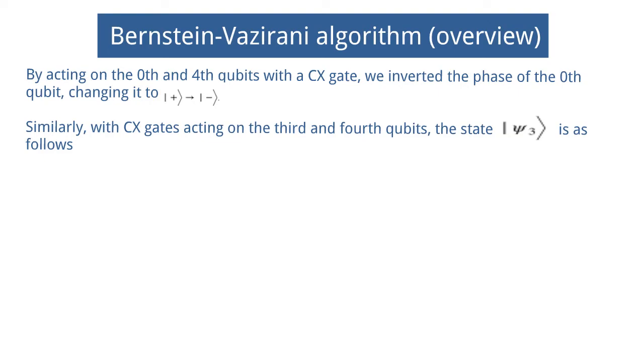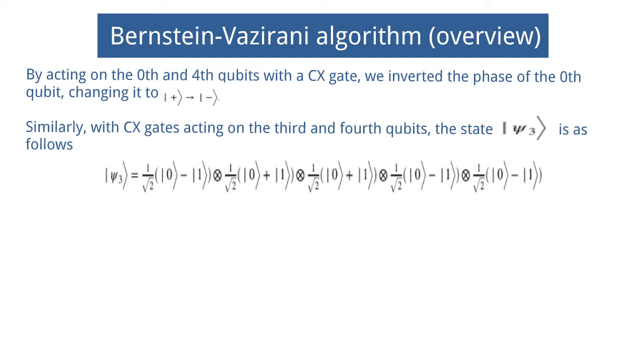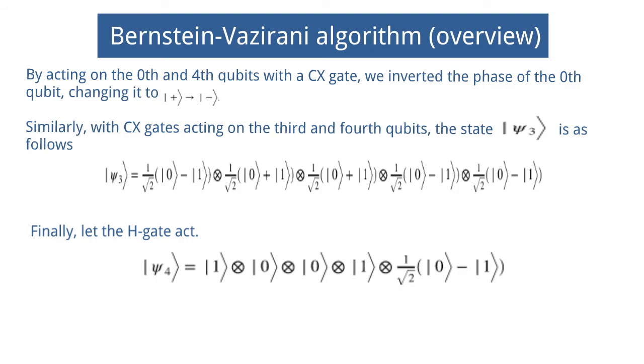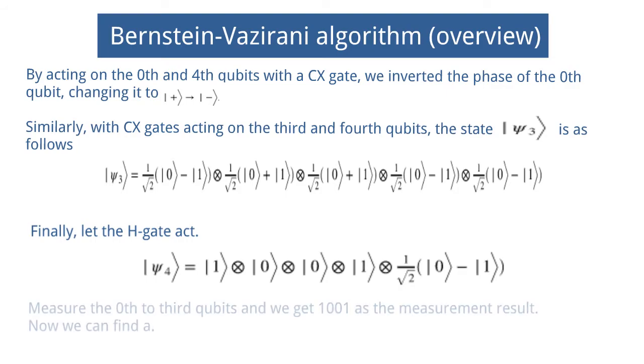Similarly, with CX gates acting on the 3rd and 4th qubits, the state Psi3 is as follows. Finally, let the H gate act. Measure the 0th to 3rd qubits and we get 1001 as the measurement result. Now we can find A. Let's implement this with Blueqat.